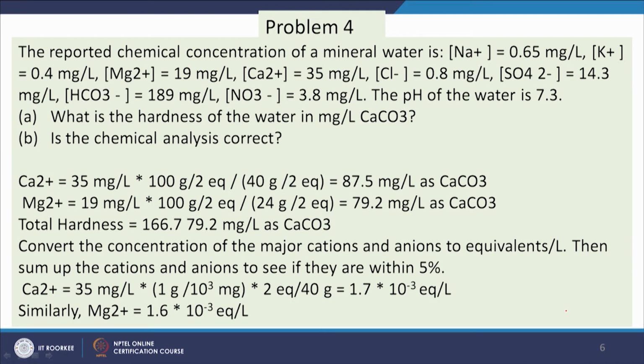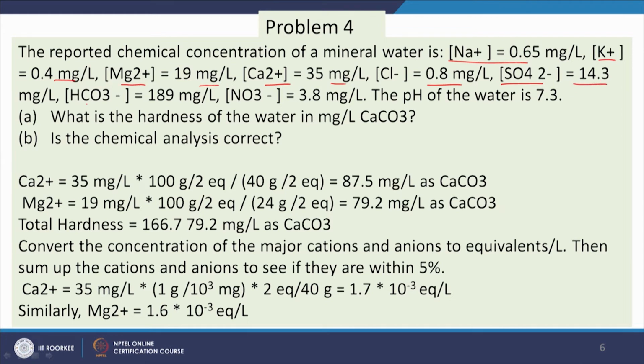Now, we will move to problem number 4. The statement is: the reported chemical concentration of a mineral water is sodium plus 0.65 mg per liter, potassium plus 0.4 mg per liter, Mg2 plus 19 mg per liter, Ca2 plus 35 mg per liter, Cl minus 0.8 mg per liter, SO4 2 minus 14.3 mg per liter.